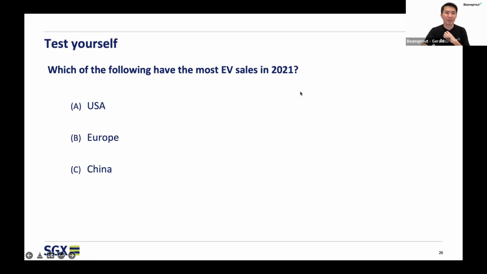Okay, so back to this test yourself question. Which of the following have the most EV sales in 2021? A, USA, B, Europe, C, China. It was something that I spent quite a lot of time sharing earlier. So I see the responses coming in. The answer that I will be sharing later shouldn't be a surprise to most of you.